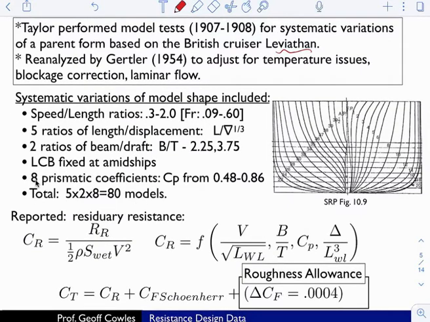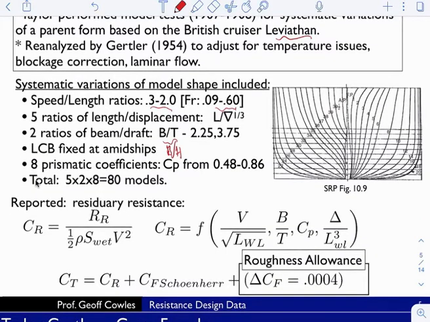So these systematic series had a range of Froude number, 0.09 to 0.6, that's 0.3 to 2.0 in terms of speed to length ratio. In terms of length to displacement or slenderness ratio, 5 different ratios of that, at least 2 ratios of the beam to draft ratio. In the paper, it's written as B over H. I think we might see a plot with B over H. The longitudinal location of the center of buoyancy was fixed at amidships. And you had 8 prismatic coefficients ranging over a very wide range, 0.5 almost to 0.86, 80 models in this series.